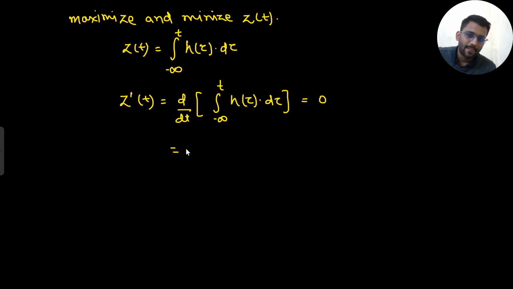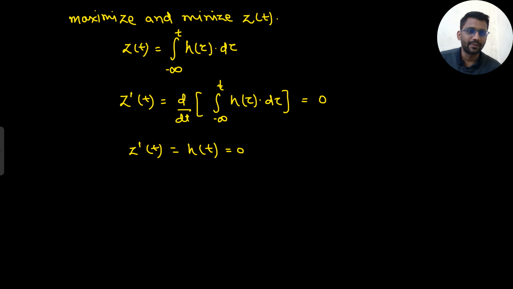Look, this differentiation and integration will cancel. The upper limit will go into the bracket. That's it. Nothing will happen to the lower limit. The upper limit will go into the bracket. That's it. That's the final answer. So your z dash of t is, this upper limit will go into the bracket. That's it. h of t is equal to 0.